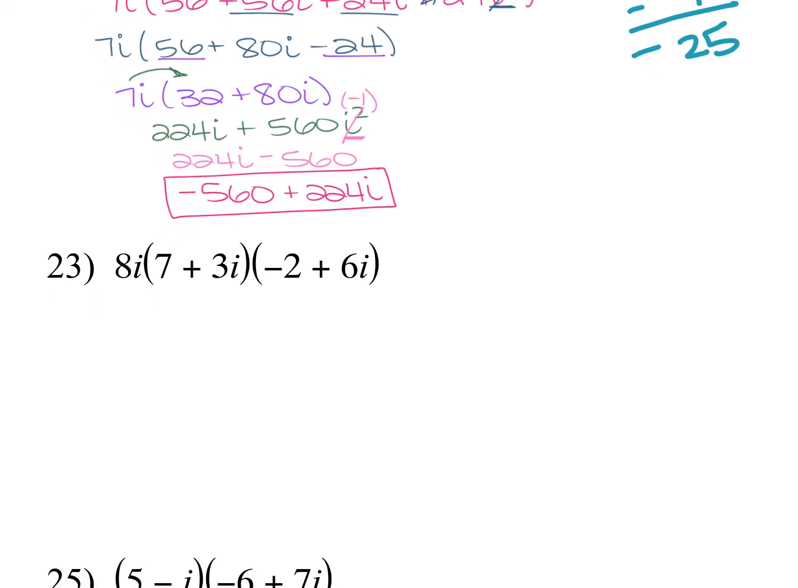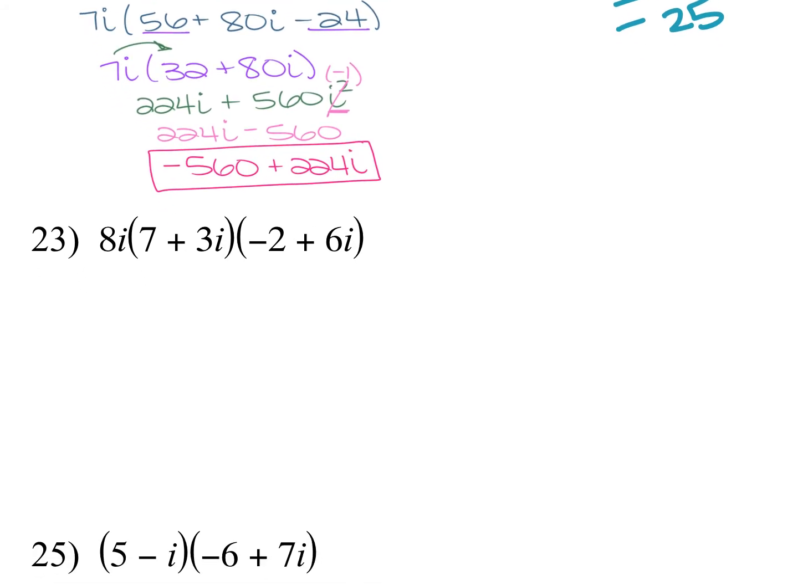For 23, we have 8i times 7 plus 3i times -2 plus 6i. So again, we're going to FOIL first, then distribute. So 7 times -2 is going to give us -14. 7 times 6i is 42i. 3i times -2 is -6i. 3i times 6i is 18i squared.